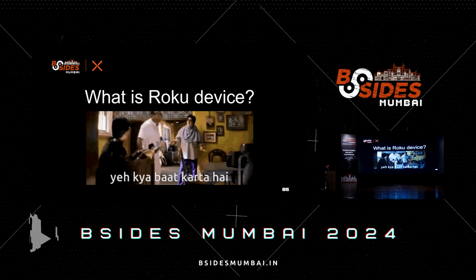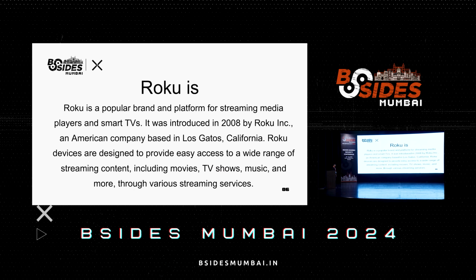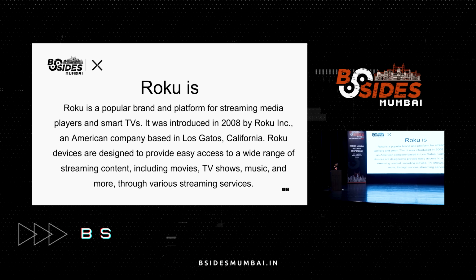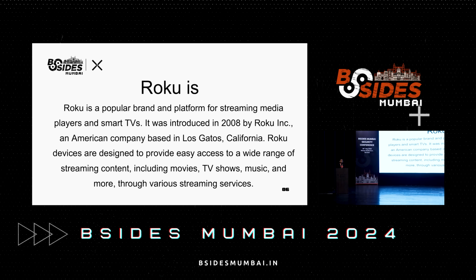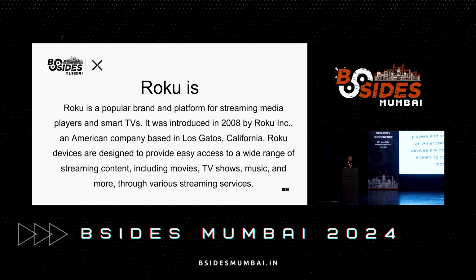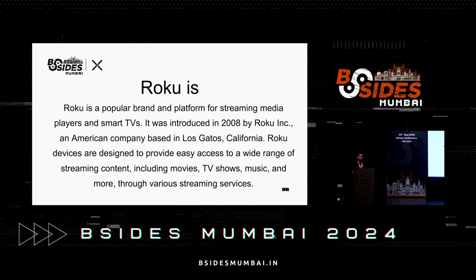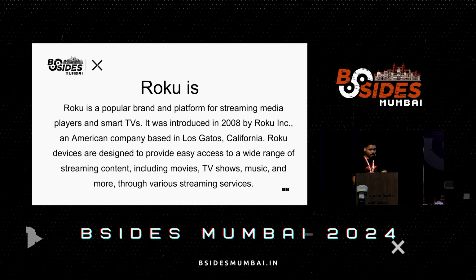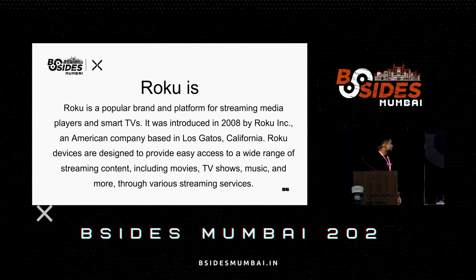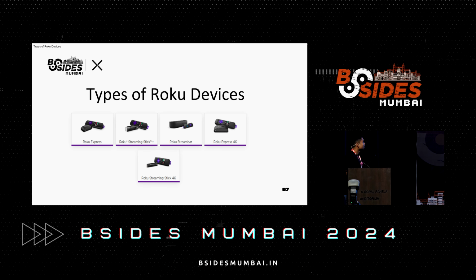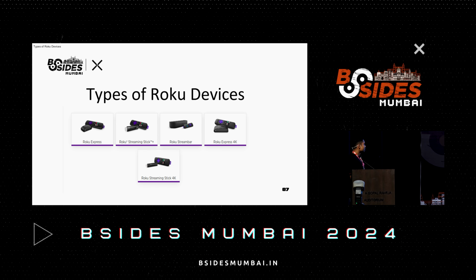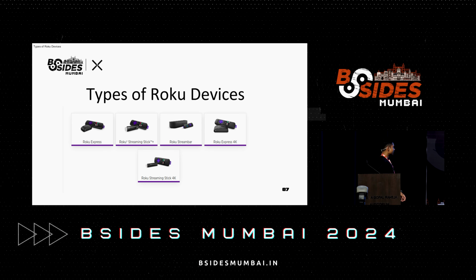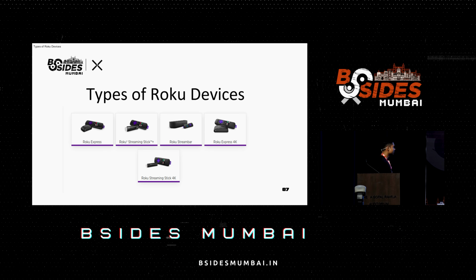You might be wondering what a Roku device is. It is a device which streams channels and can turn your TV into a smart TV, so you can stream a lot of channels: music, sports, etc. It's the same as the Amazon Fire Stick. Here you can see the number of Roku devices. The one I tested was the first one, Roku Express, and the latest is the Roku Streaming Stick 4K.